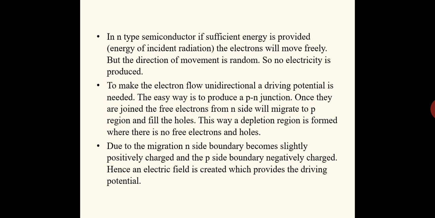To make the electron flow unidirectional, a driving potential is needed. The easy way is to produce a p-n junction. Once they are joined, the free electrons from the n side will migrate to the p region and fill the holes. This way a depletion region is formed where there are no free electrons and holes. Due to the migration, the n side boundary becomes slightly positively charged and the p side boundary becomes slightly negatively charged. Hence an electric field is created which provides the driving potential.